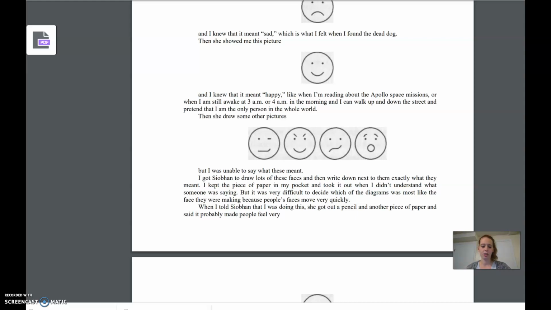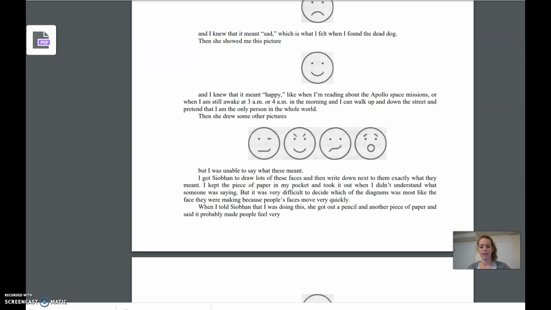I got Siobhan to draw lots of these faces and then write down next to them exactly what they meant. I kept the piece of paper in my pocket and took it out when I didn't understand what someone was saying. But it was very difficult to decide which of the diagrams was most like the face they were making because people's faces move very quickly.